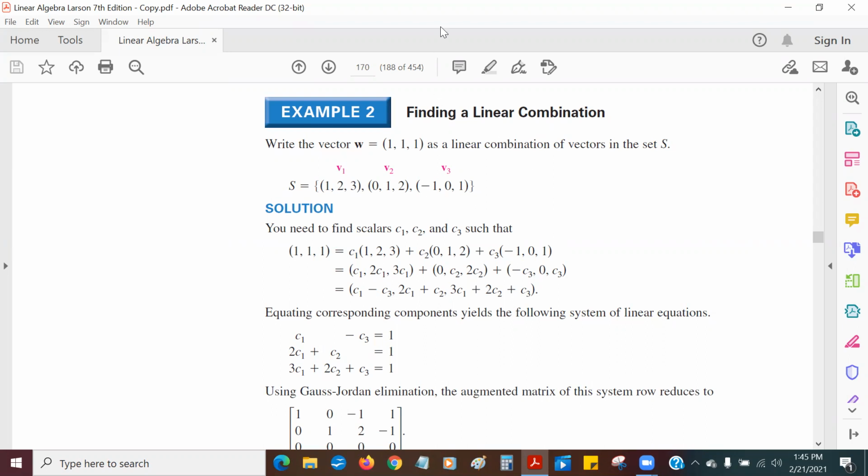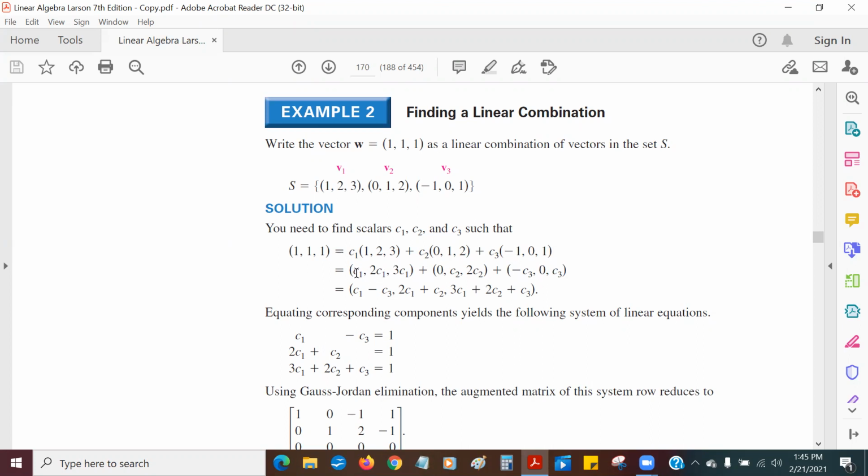I guess I should ask you to pause the video and see if you can work this out on your own. Okay, end of pause. Here's what you should have gotten. We want to express the vector (1, 1, 1) as some scalar times (1, 2, 3), plus another scalar times (0, 1, 2), plus another scalar times (-1, 0, 1). We've done this sort of thing before, and that's going to give us the second line.